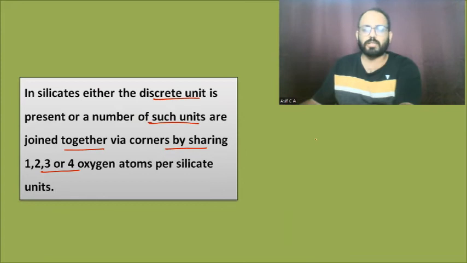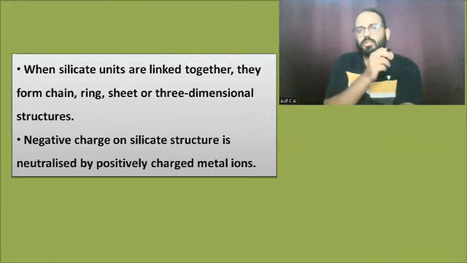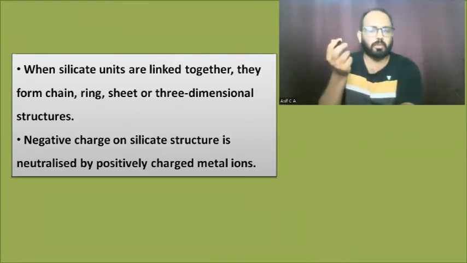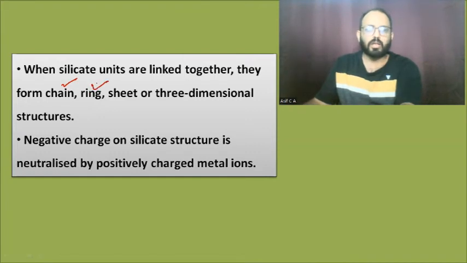Cornerல யார் தான் இருக்கும்? SiO4 4 minus தானே, cornersல oxygen தான் இருக்கும். By sharing 1, 2, 3 or 4 oxygen atoms. ஓகேங்களா? When silicates are linked together, ஒரு ஆக்சிஜன் ஷேர் பண்ணிட்டு இல்லைன்னா ரெண்டு ஆக்சிஜன் ஷேர் பண்ணும் போதெல்லாம் நமக்கு புதுசா ஒரு ஸ்ட்ரக்சர் கிடைக்கும்ல. எந்தெந்த ஸ்ட்ரக்சர்ஸ் எல்லாம் ஃபார்ம் பண்ணலாம்? செயின் ஃபார்ம் பண்ணலாம், ரிங் ஃபார்ம் பண்ணலாம், ஷீட் ஃபார்ம் பண்ணலாம், 3 dimensional ஸ்ட்ரக்சர் கூட ஃபார்ம் பண்ணிக்கலாம். இதை பத்தி நம்ம டீடைலா படிக்க போறதுல்ல, ஜஸ்ட் மேலோட்டமா பார்த்துக்கலாம்.